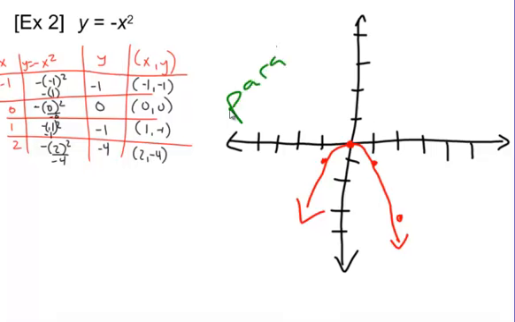And you know that that is not linear, right? It's not linear because it curves. It's not linear because of the exponent. So, a couple different reasons.